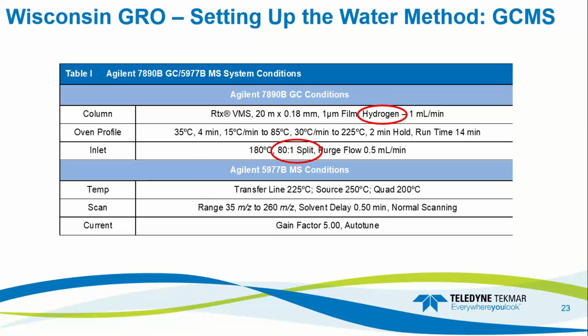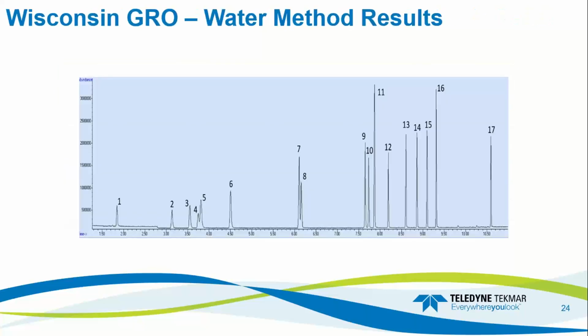And I also want to note that this GCMS method was the same one run for all three of the methods that we are building, the water, soil, and the methanol extractions. All right, here is the Wisconsin GRO water method at 20 ppb. We saw excellent peak shape and resolution with the method.